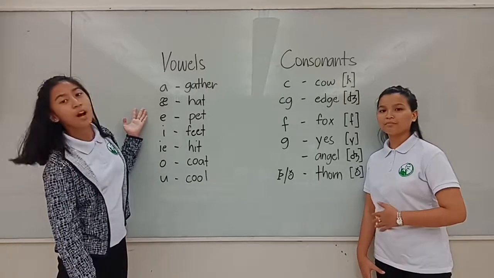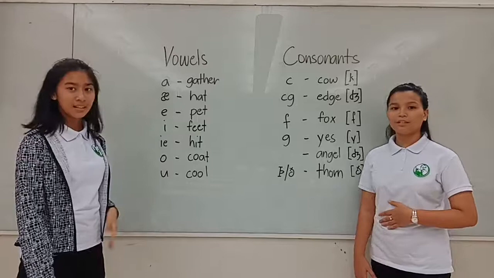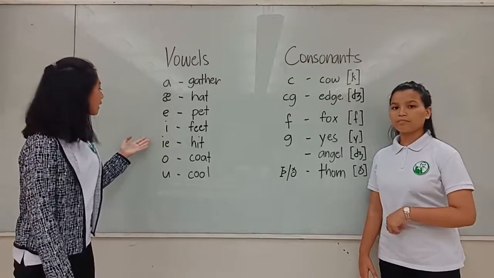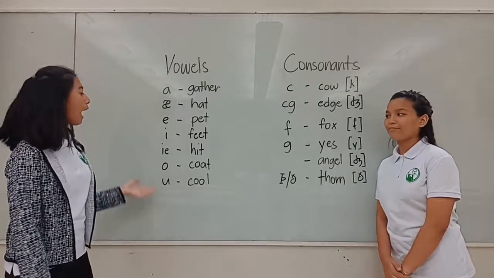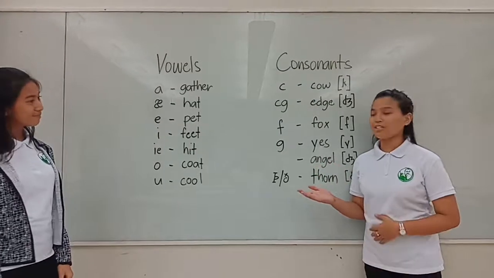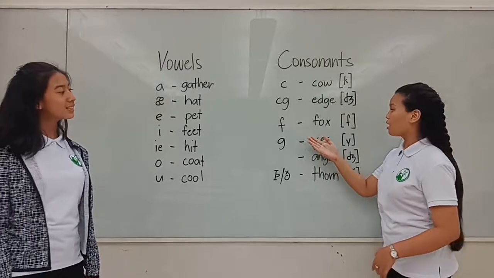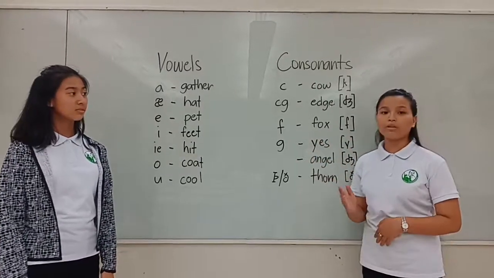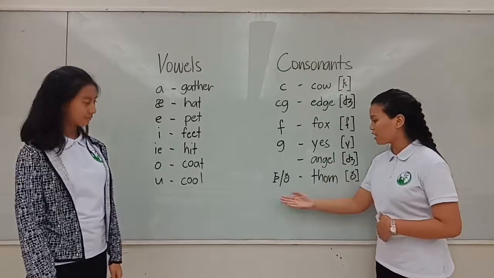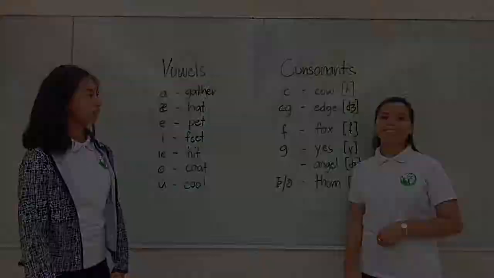So these are the common vowels of Old English. A as in gather, A as in height, E as in pet, E as in fit, E as in hit, O as in coat, U as in cool. These are the common consonants. C as in cow, J as in edge, F as in fox. G has two pronunciations, which is Y as in yes and J as in angel. And this special character is pronounced as thorn.